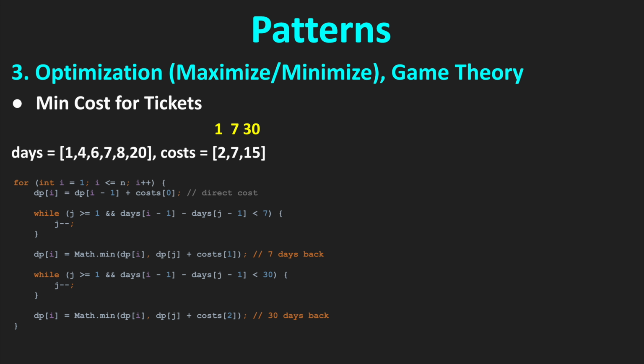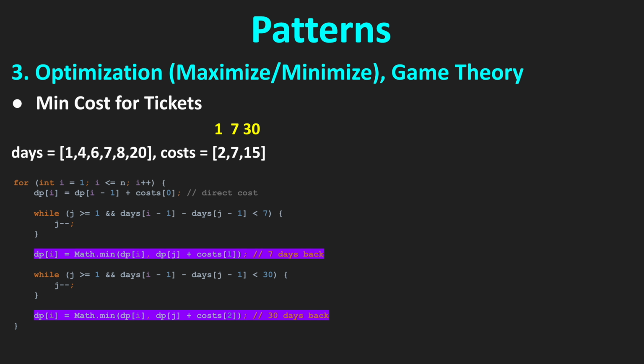So again, the full code looks as we have discussed earlier. We are having two passes: one pass for the 7 days and one pass for the 30 days, and we keep updating our value, and at the end we are returning whatever the minimum value we have.